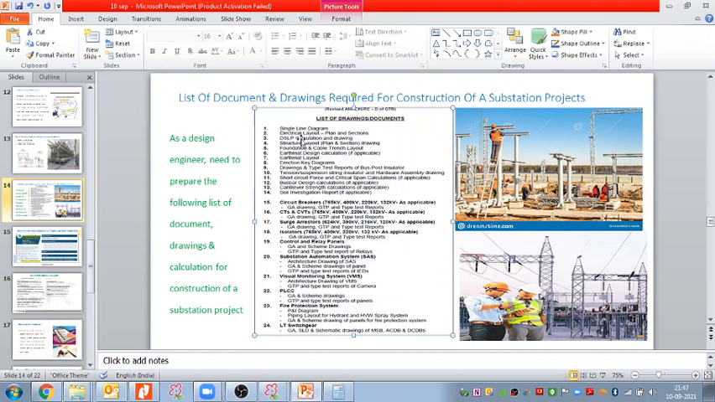Electrical equipment layout plan and section drawing. DSLP calculation. DSLP stands for direct stroke lightning protection calculation and the drawing. Structure layout plan and section drawing. This structure layout the electrical team will not prepare. This is prepared by the civil department only. The civil engineer is going to prepare this document.